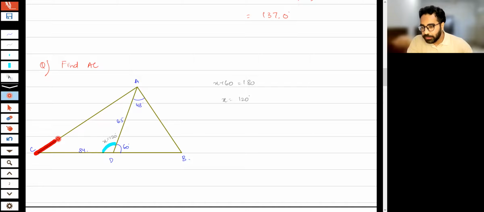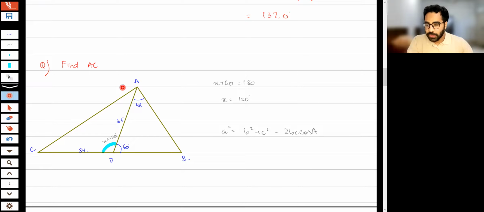So yeah, अब I have to find this side AC. तो AC निकालने के लिए मैं क्या करूँगा? This is the opposite side, ठीक है? AC निकालनी, sorry, cos rule लगाएंगे तो फॉर्मूला क्या होगा? a squared equals b squared plus c squared minus 2bc cos A.